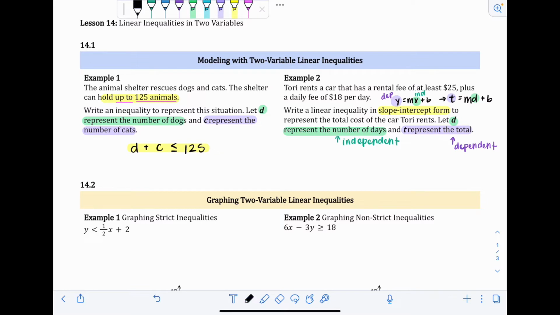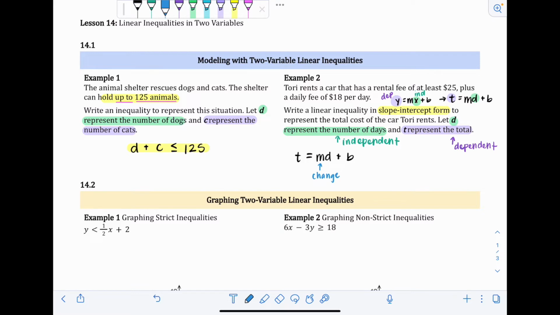Okay, so what I'm going to do is copy down this little formula right here, and then we're going to make some changes to it depending on what our values are. So it'll be t, and then I'm going to put an equal sign there for now, but we're going to write an inequality, so that'll change. And then equals m d plus b. So when we write things in slope-intercept form, which this is, remember that m, slope, usually indicates the change over time, rate of change, some sort of change.